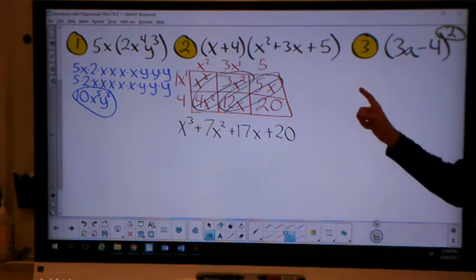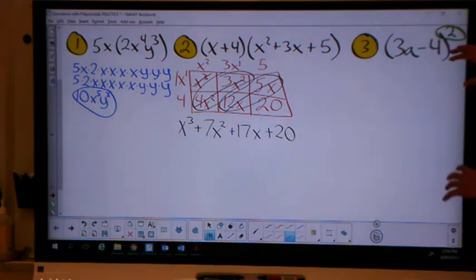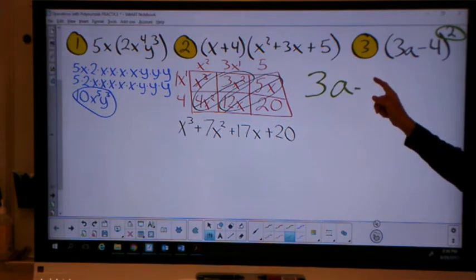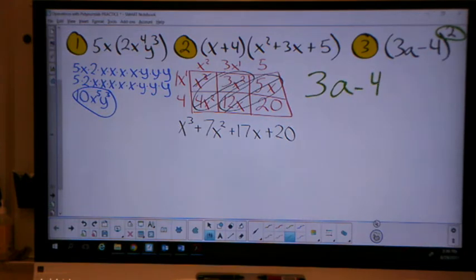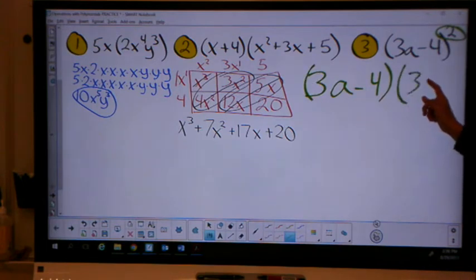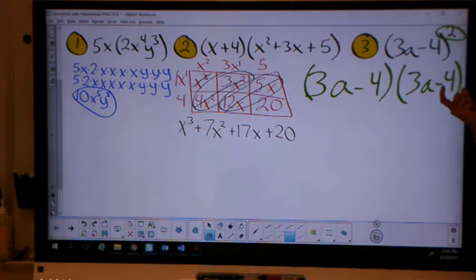Here's what the setup looks like. 3a minus 4 is in parentheses being squared. When you have something being squared, how many copies of that thing are you creating? You just say it. 2. So you're going to have 3a minus 4 written down twice. Just like that. And because you have 2 sets of parentheses next to each other, what operation is happening between them, Maya?